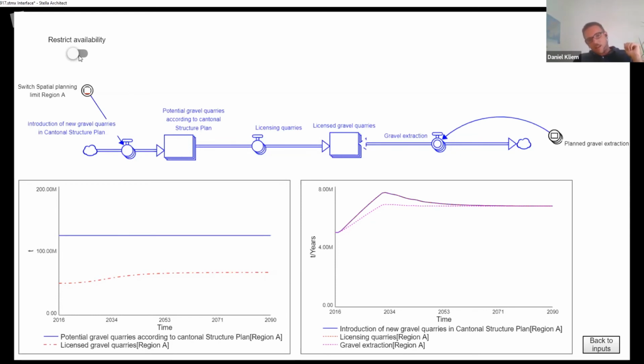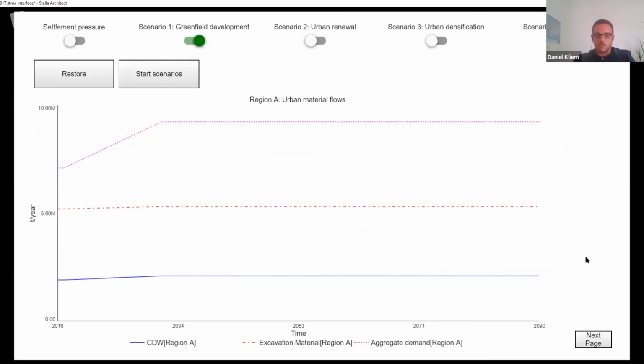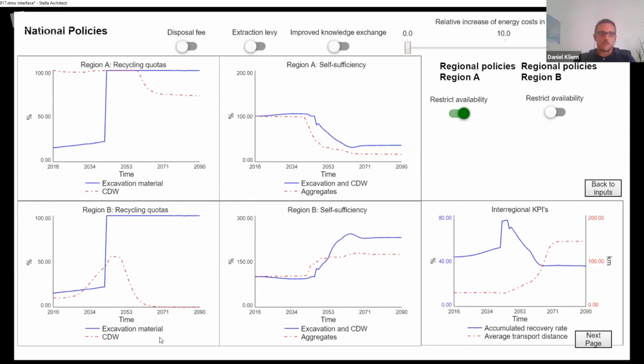And this is a nice example of delays within a system, right? So if we don't take further gravel quarries into our structural plan, naturally, after a couple of years, we won't be able to license anymore. For the industry, that means, well, in the short term, we can satisfy the local demand. But after a while, there isn't enough gravel and extraction dies off, so to speak. So we haven't changed the material flows. This is purely from an endogenous perspective of the system. And now we see, well, once the extraction dies off, every material needs to be recycled.